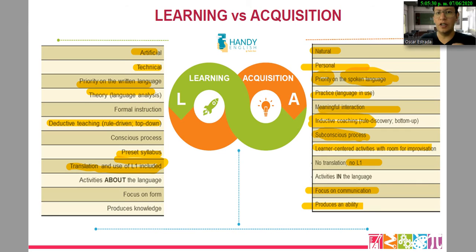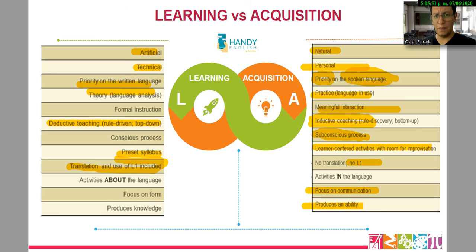In language acquisition, we do not do that. It's like acquiring our native language. We do not explain rules. Okay, in language learning, the main focus is on the form, on the accuracy of a language, on grammar, spelling, and pronunciation, all the rest of the subabilities of a language.